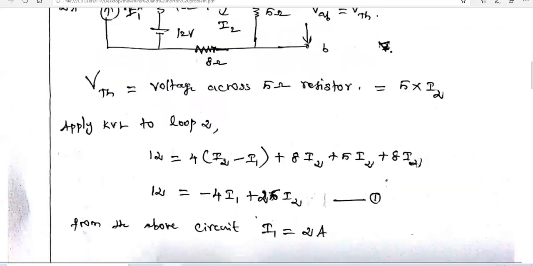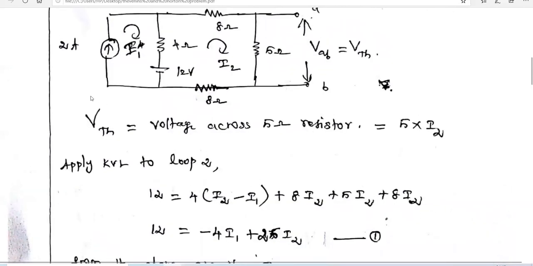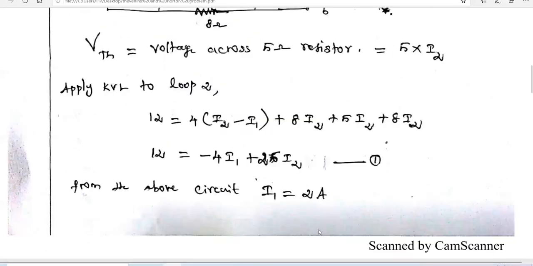So 12 equals this expression. We have to collect the I1 term and the I2 terms. This is minus 4 into I1, and all the remaining terms are I2 terms. Adding 4 plus 8 plus 5 plus 8, the answer is 25 into I2. This is equation number 1. From the first loop, we can directly write the value of I1 as the current source value. This current source current always flows through this loop, so the value of I1 is 2 amps.